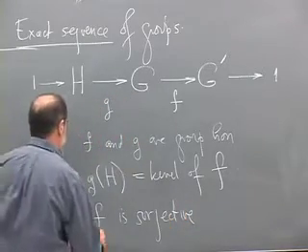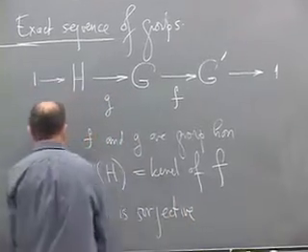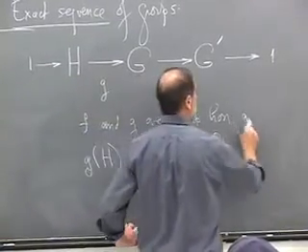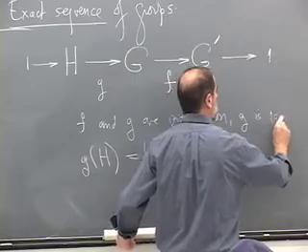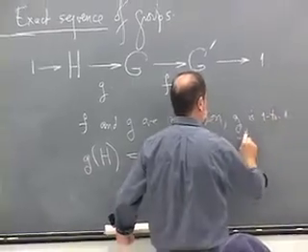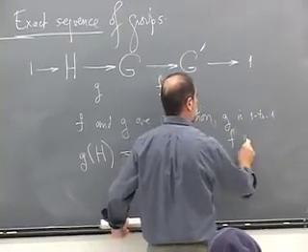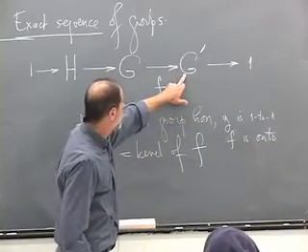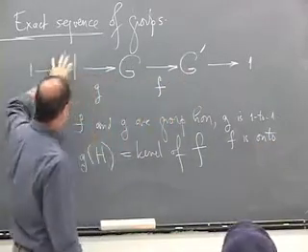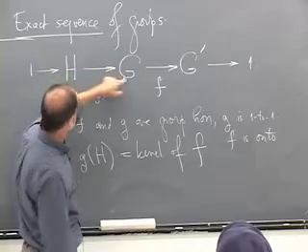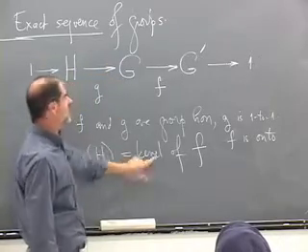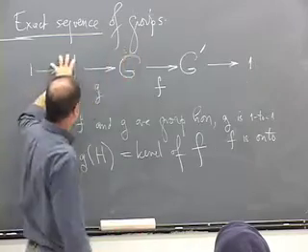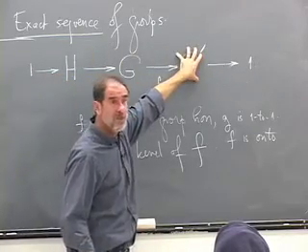And H and G are group homomorphisms. Let me write this again so I get it actually right. H maps to G by an injective map, and F is onto, so this is a surjection. G prime is the image. This is an injection, so it identifies H with the kernel of F. So G is built out of these two groups, H and G prime.